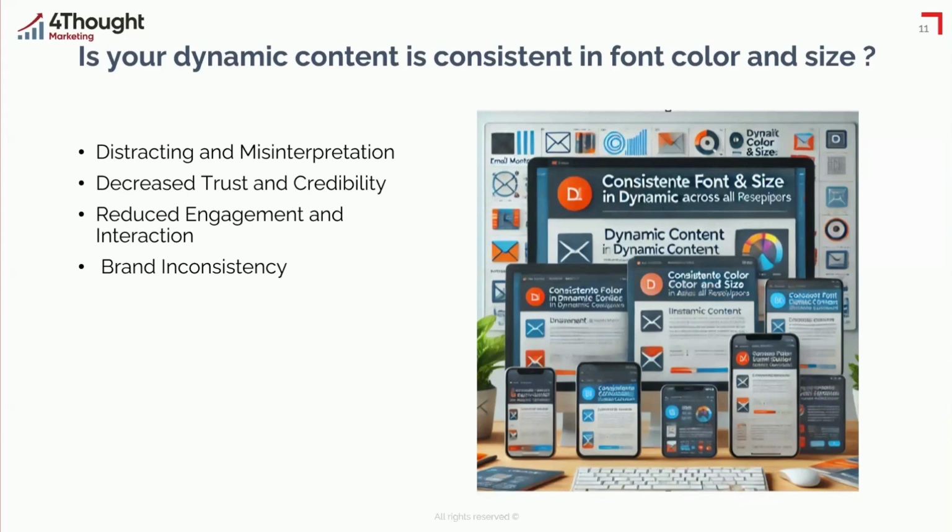It will also impact brand consistency. So imagine if a customer receives an email with mismatched fonts and colors. It might look unprofessional, leading to brand inconsistency. A cohesive and uniform appearance is crucial for maintaining a strong brand image. So always make sure you check the styling and the CSS used in the email design should be followed by creating that dynamic content criteria.